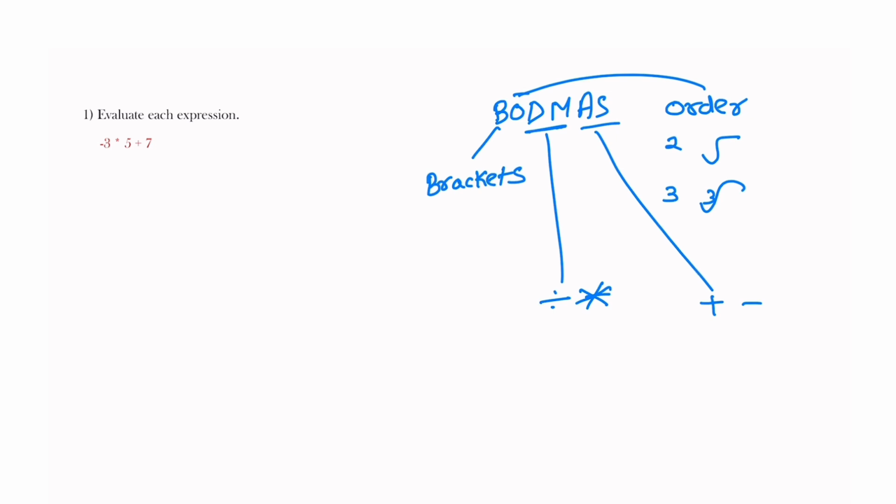So here first, as we said, from this rule, we will first be doing this part. So minus 3 times 5. So 3 times 5 is 15. And how many minus signs do we have here? It's odd number, just one, right? So the answer will also have minus sign. Plus 7. So minus 15 plus 7, which is 8, and the sign of the bigger number, that's minus, and minus 8 is the answer.